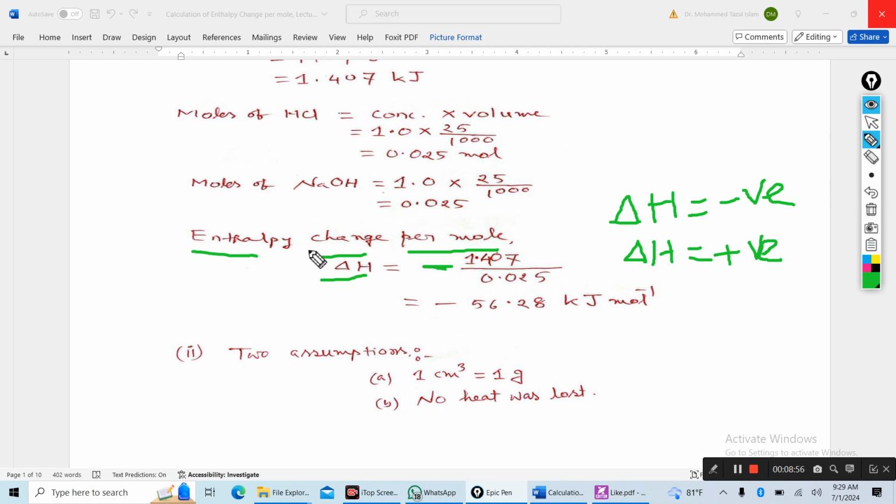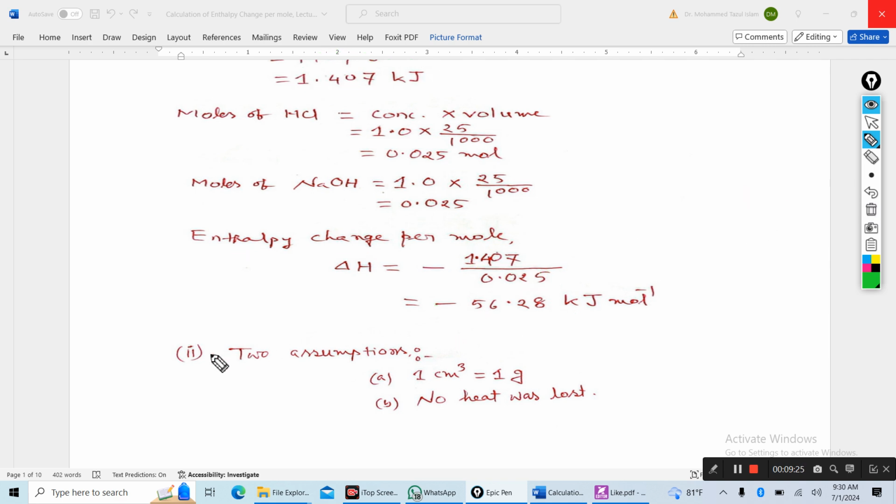So enthalpy change per mole will be energy transferred 1.407 divided by number of mole. Number of mole 0.025. So if you calculate, you get negative 56.28 kilojoule per mole. This is the answer, enthalpy change per mole.